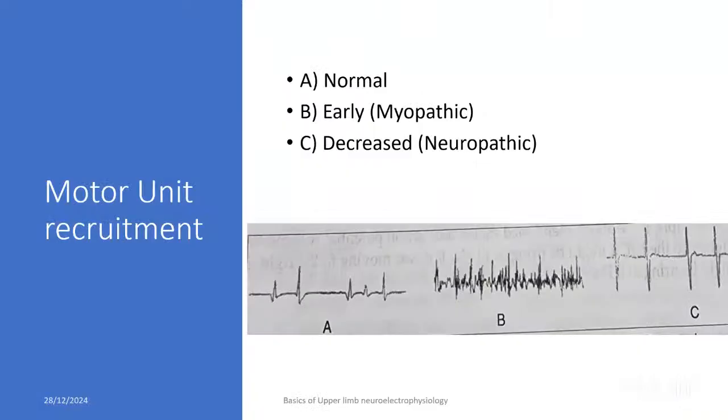So the motor unit recruitment can be normal or early in myopathic, and decreased in neuropathic. As you can see, there is normal, and there is a myopathic, and this is the neuropathic.